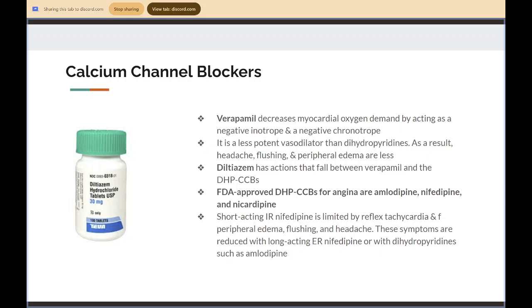Important note, the short-acting immediate-release nifedipine is limited by reflex tachycardia, peripheral edema, flushing, and headache. Excuse the typo. These symptoms are reduced with long-acting extended-release nifedipine or the second-gen DHPs.